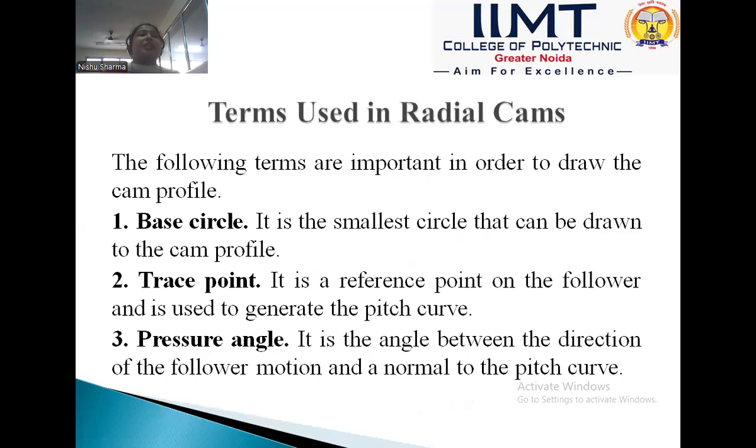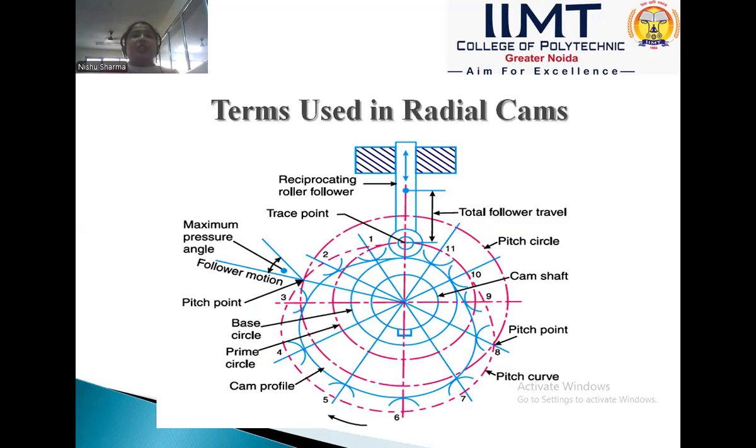Okay, so the first term is the base circle. The base circle is the smallest circle that can be drawn to the cam profile. This is the base circle in this diagram, the smallest circle of the cam, and that is called the base circle. Firstly, we draw the base circle for constructing the profile of the cam.